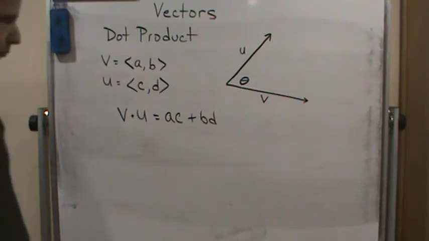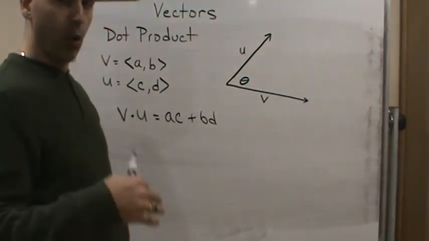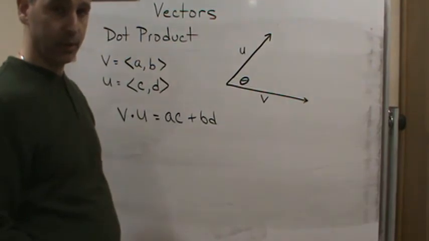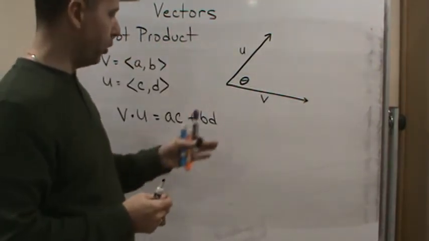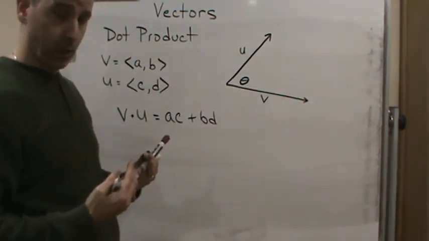Now, you see this angle between the two vectors. So a lot of times you want to know, hey, what's the angle between these two vectors? Okay, let's say we have two opposing forces that are going off in a direction. We want to know, hey, what's the angle between those two opposing forces? Okay?